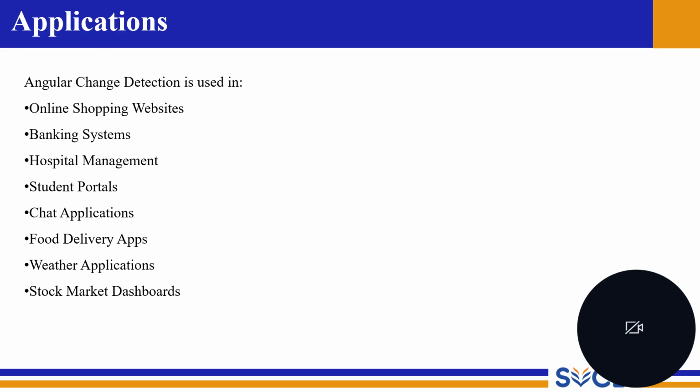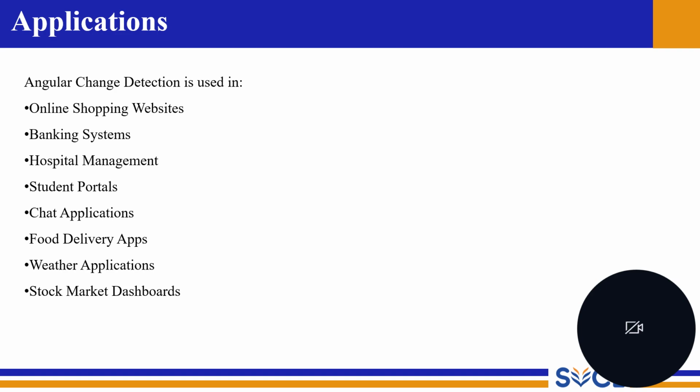Third one, hospital management system. Update the patient's record, appointment status, and doctor availability in real time. So for example, hospital management portals. Fourth one, student management system. Instantly update the attendance, internal marks, assignment status, and exam results. For example, college ERP portals. Fifth one, chat applications. Display the new messages instantly without refreshing the page. For example, WhatsApp Web or Slack.